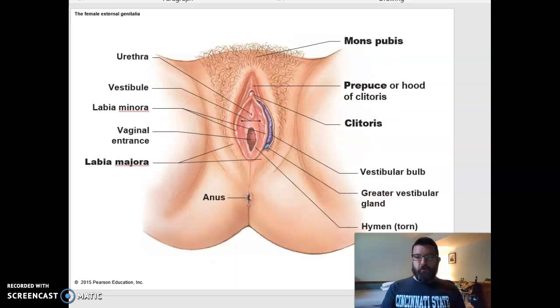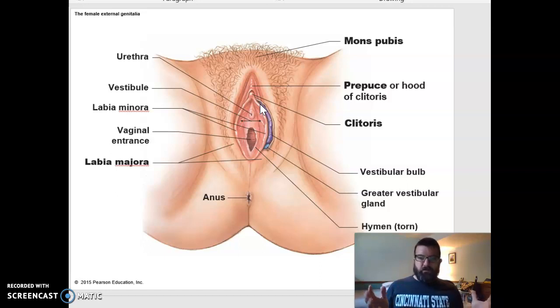Now, from an external view, you can again see the vestibule here, and this is the entrance to the vagina, and just anterior to that is going to be the exit from the urethra. And this vestibule is enclosed by the labia minora, which do have some erectile tissue. And at the very front of this, the labia minora flow into the prepuce, which is the clitoral hood around the clitoris there.